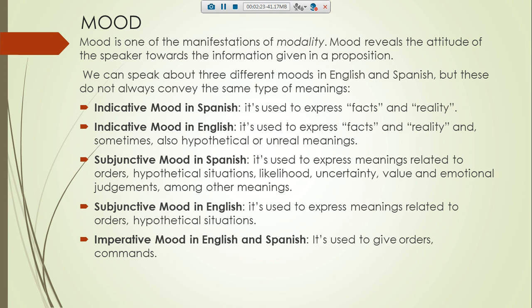Indicative mood in Spanish, it's used to express facts and reality. Indicative mood in English, it's used to express facts and reality, and sometimes also hypothetical or unreal meanings. Subjunctive mood in Spanish, it's used to express meanings related to orders, hypothetical situations, likelihood, uncertainty, value and emotional judgments, among other meanings. Subjunctive mood in English, it's used to express meanings related to orders and hypothetical situations. Finally, the imperative mood in English and in Spanish, in both cases, it's used to give orders and commands.